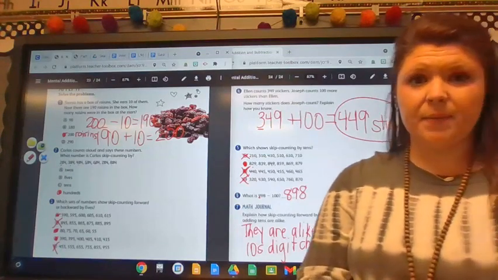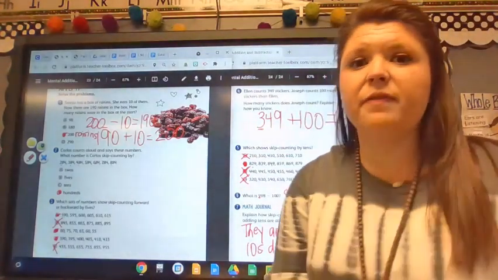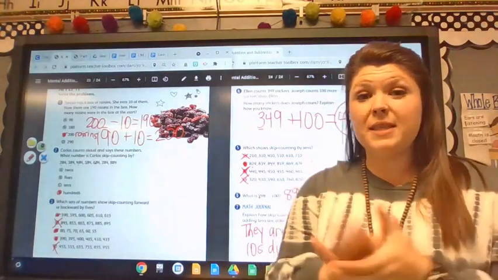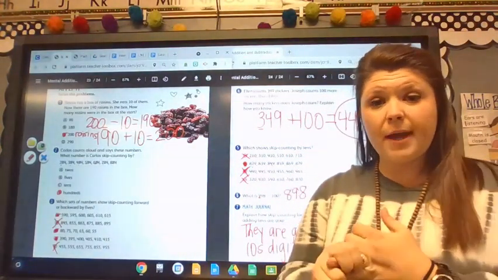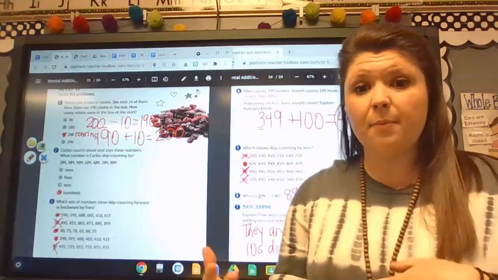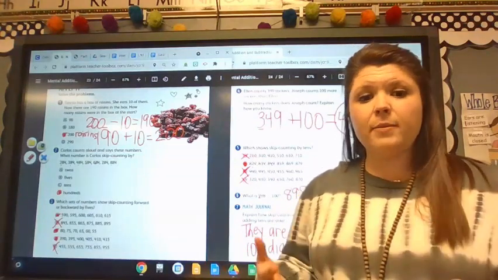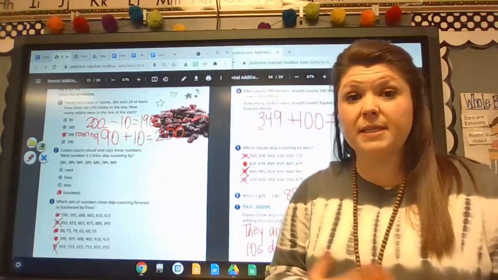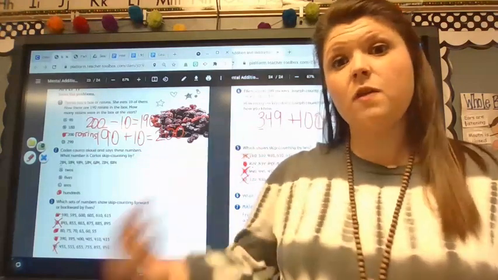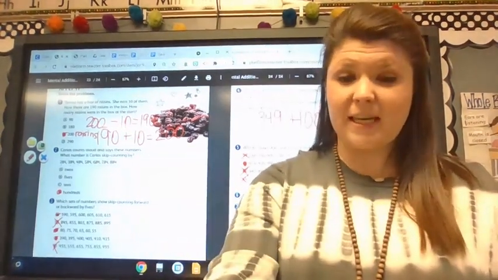All right, guys. I hope that you are feeling a lot better about skip counting by tens and 100s and fives forwards and backwards. If you made a mistake, I hope that this helped you to see where you made that mistake so that you can learn from that mistake and not make the same one again.